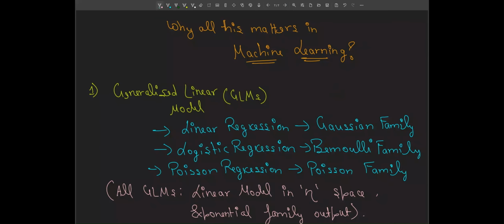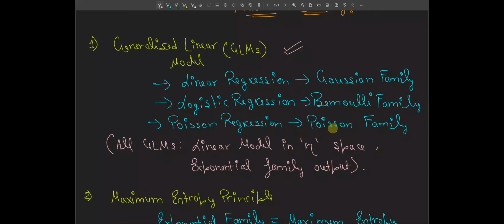Why does all this matter in machine learning? Let me connect it to things you already use. First is generalized linear models, or GLMs. You use linear regression, which is from the Gaussian family. You use logistic regression, which is from the Bernoulli family, and you use Poisson regression, which is from the Poisson family. Moreover, all GLMs are linear models in η space with exponential family output.